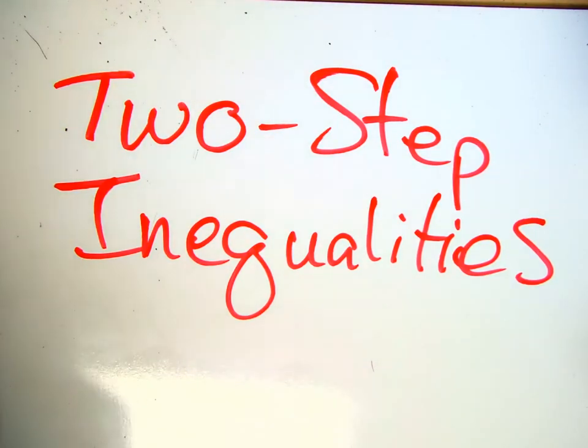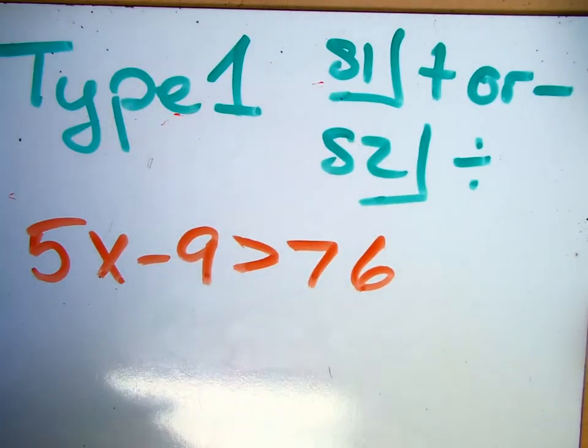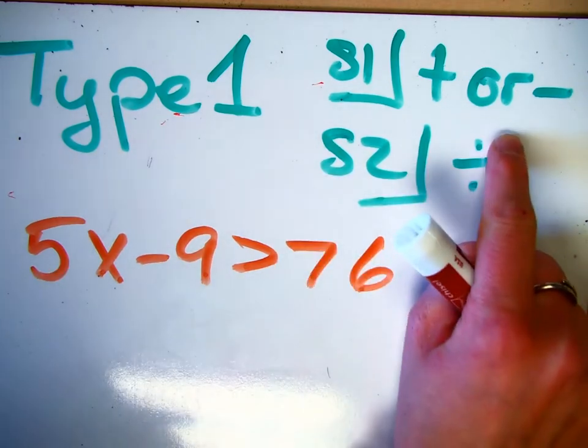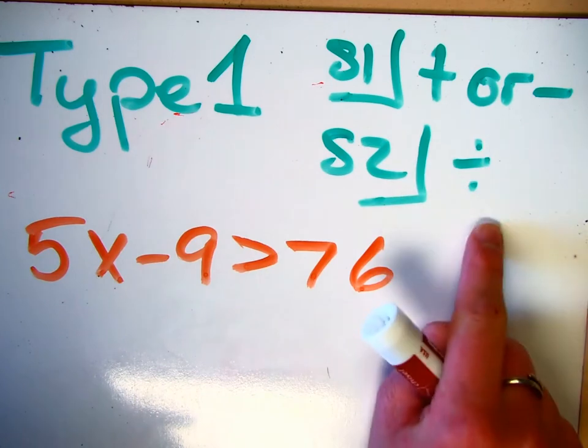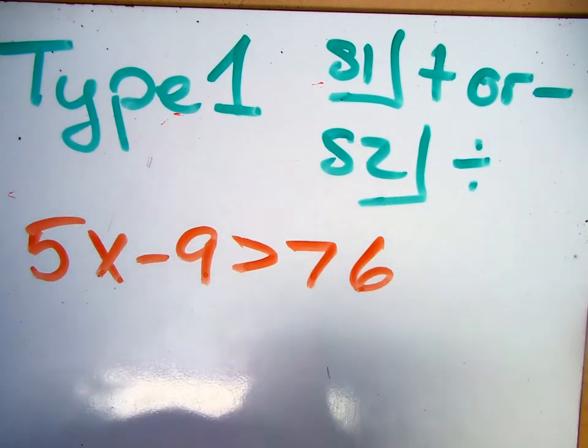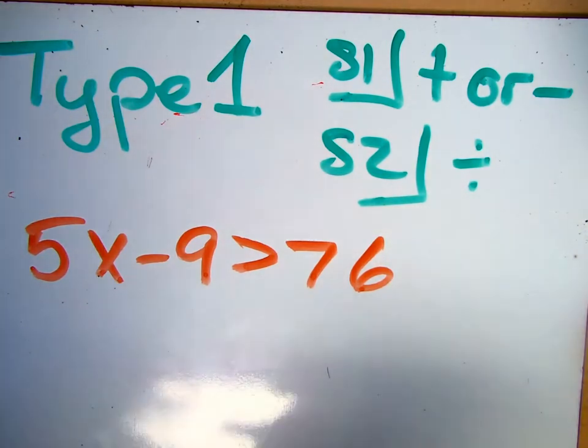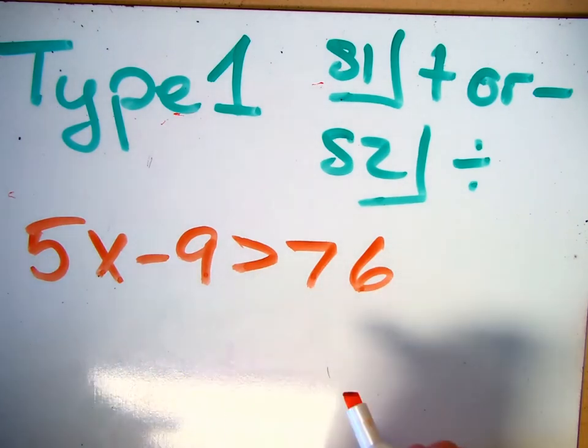Okay guys, in this lesson we are going to learn to solve two-step inequalities. Alright, so there are four different types of two-step inequalities. The first type, you end up getting x by itself by adding or subtracting and then dividing at the end. First example, 5x minus 9 is greater than 76.